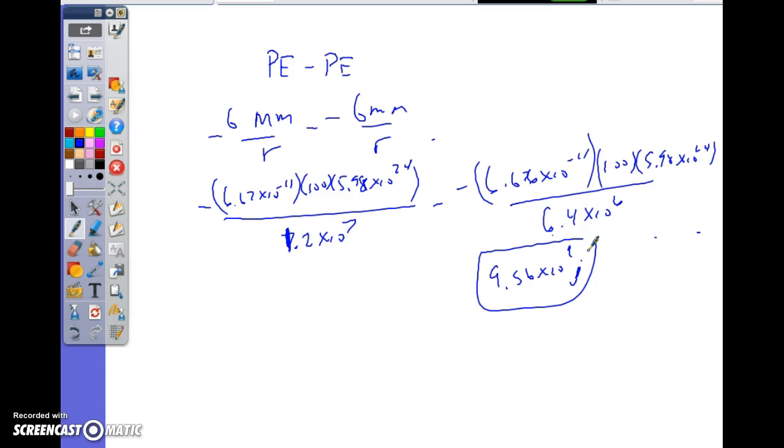6.67 times 10 to the 11 times 100 times 5.98 times 10 to the 24th divided by 1.2 times 10 to the 7th plus... I think you must have added them. I have to add them. Minus the negative is plus. I know, but it's a negative. Oh, I didn't put a negative in front. You're right. Thank you.